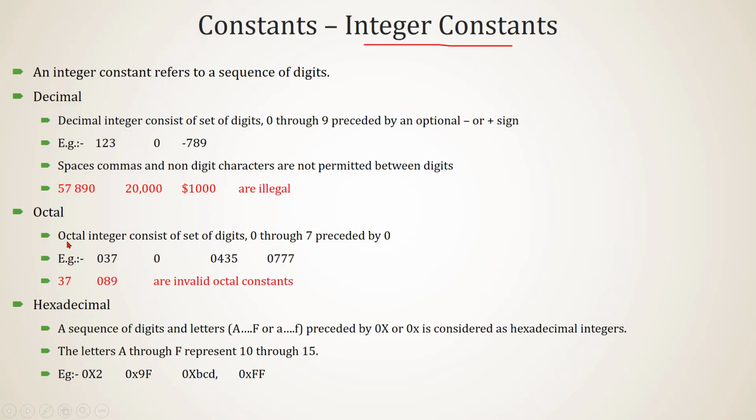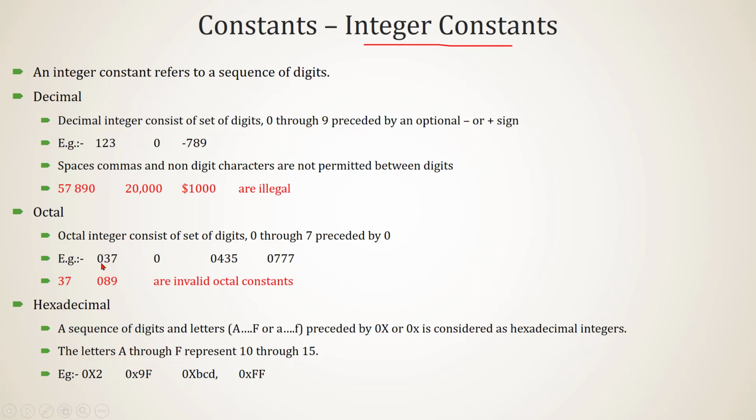So here it is, octal integer. An octal integer constant consists of a set of digits 0 through 7 preceded by 0. So there will be a 0 in front of the octal. Here, if you notice, there is no minus sign or plus sign. So in octal representation we can represent only positive values.